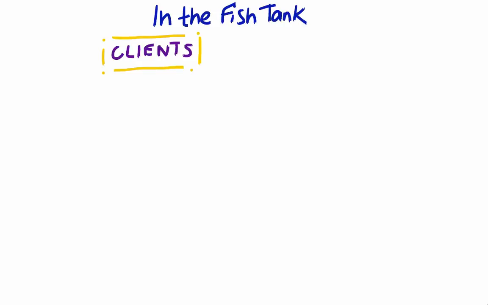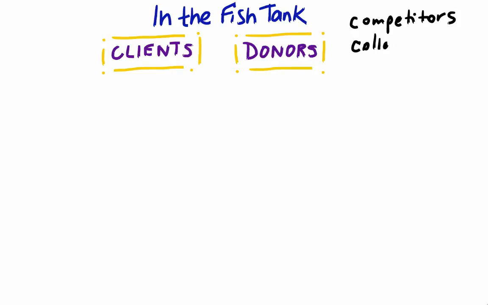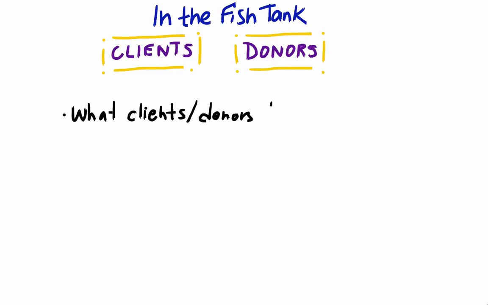Once you've completed your environmental scan, you're ready to jump into the fish tank and take a look at your clients and your donors. Now, I don't want to gloss over competitors and collaborators entirely, but we aren't going to focus on them in this video. So getting back to your clients and your donors. There are 5 main questions that you need to answer to make sure you're building a strategy that meets the needs and the desires of your clients and your donors. So start with your clients, work through these 5 questions, and then do the same with your donors. First, what clients and donors do you serve now?